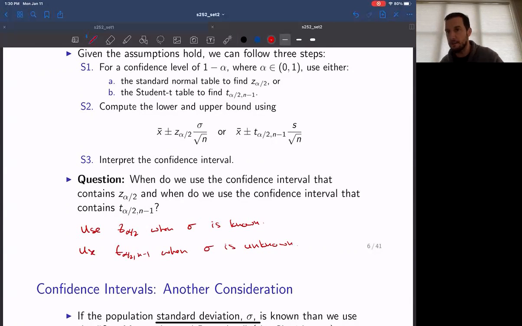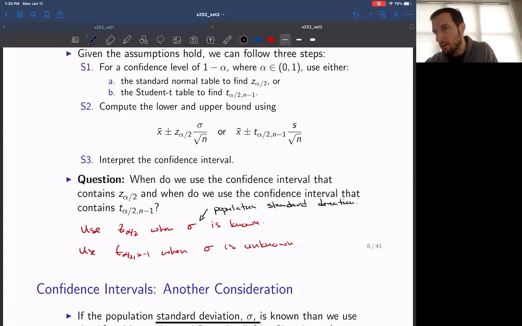So if we have to estimate the population standard deviation, we would use a t-value. The t-value is actually more common because it is the value you use when you're relying purely on sample estimates. But in some situations, you might know sigma, and in that case, you can use the z-score.